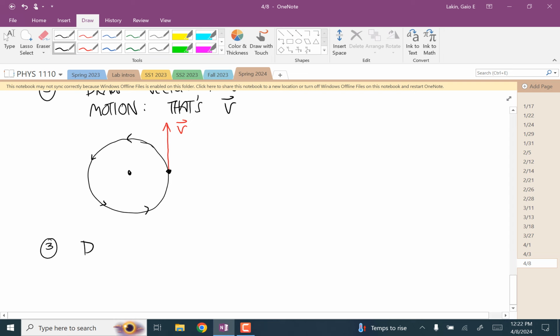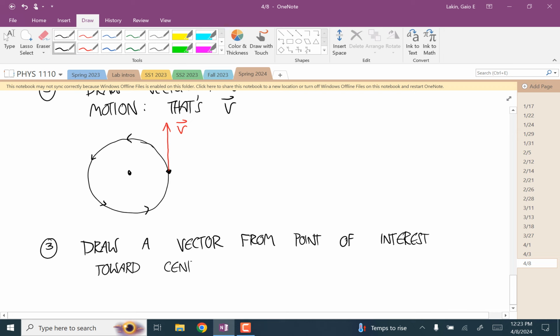Fourth, draw a vector pointing from the point of interest toward the center of the circle. That's the centripetal acceleration.